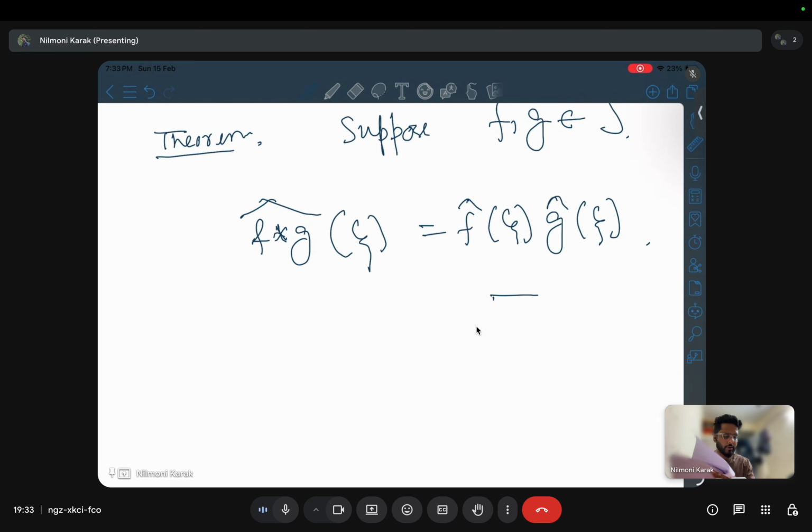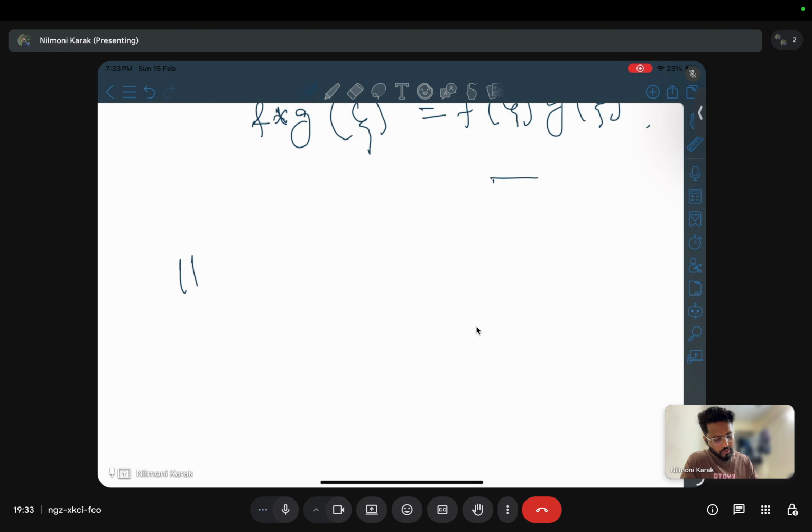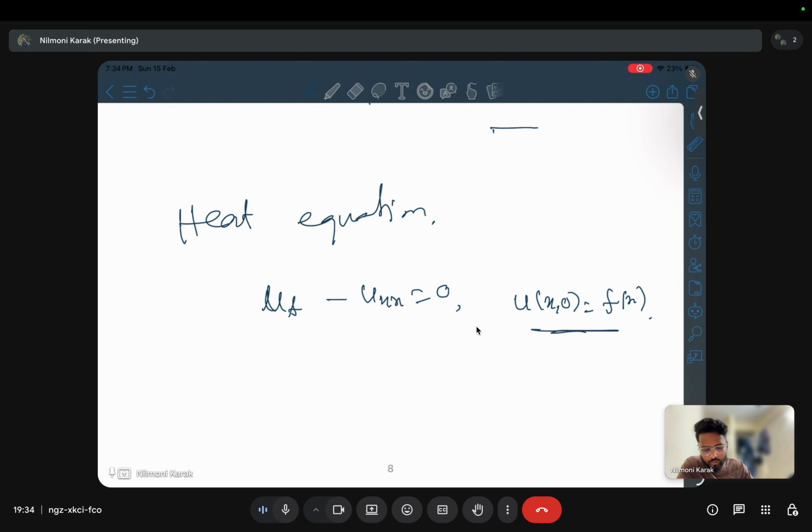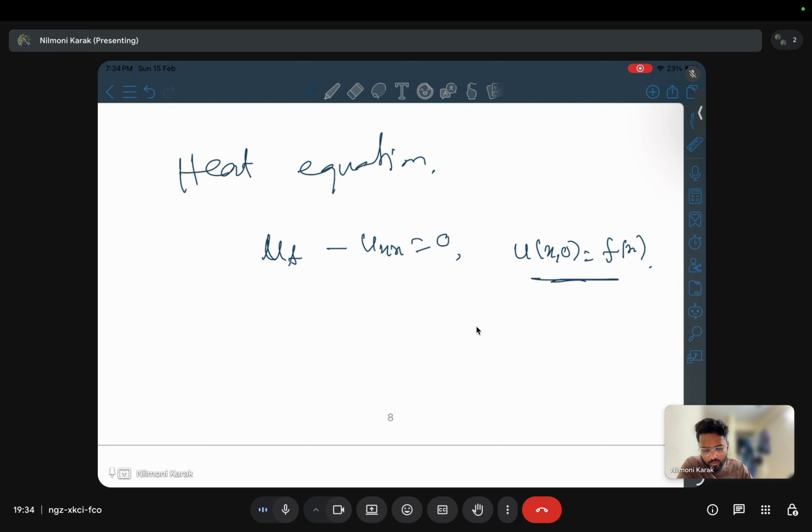Okay. Also one important thing: we have already learned the heat equation and the heat kernel. So u_t minus u_xx equals 0, with u(x,0) equals f(x). This is an IVP, an initial value problem, and this condition is the initial condition. Using the Fourier transform, one can find the Fourier transform of the solution.